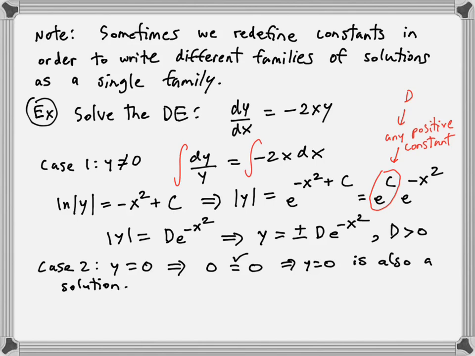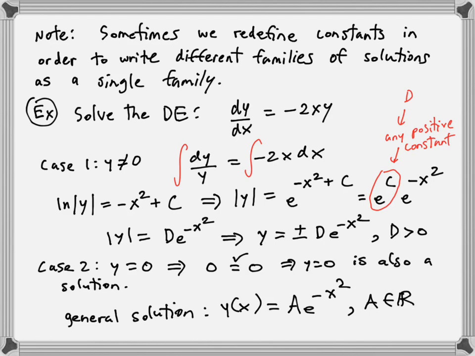So here's what I'm going to do. I'm going to take my solution from before and my solution now, and I'm going to combine them into a single solution. So the general solution looks like this. y of x is equal to a e to the negative x squared, where a is any real number.